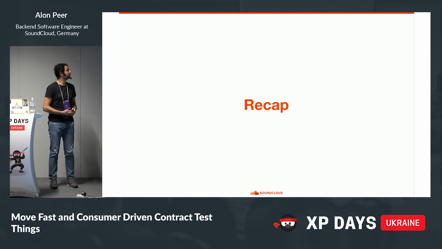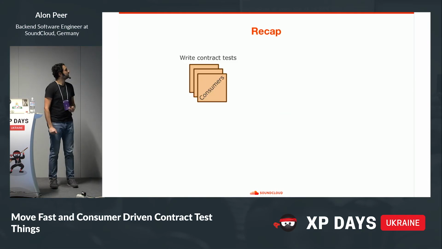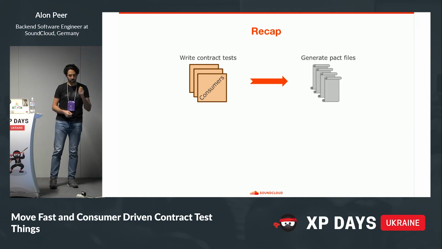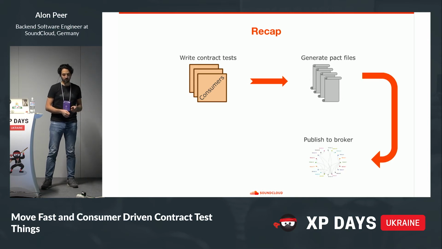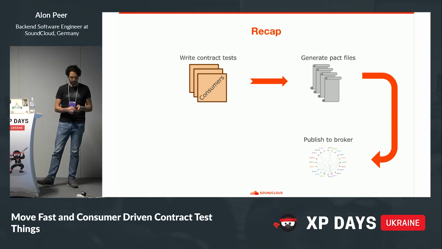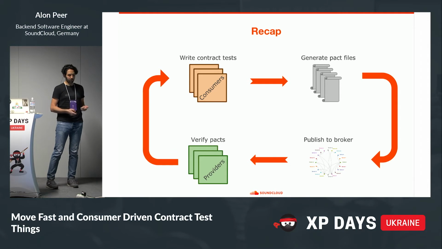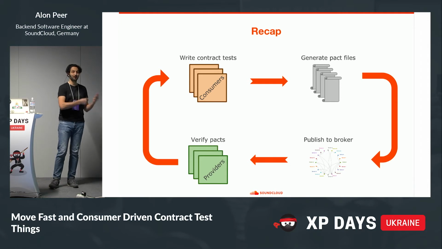So let's do a recap. We have consumers which write contract tests. These contract tests generate Pact files. The Pact files are published to our broker. And then we have the providers verifying those Pacts. And we have to remember that those providers are also consumers, so they themselves also write contract tests for other services that are their providers.